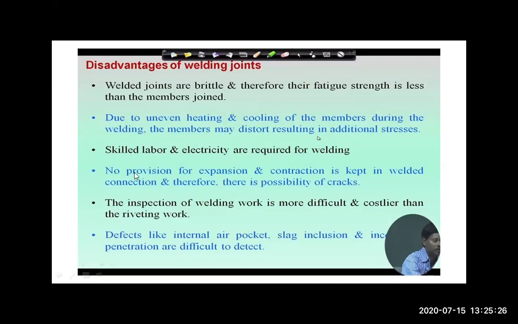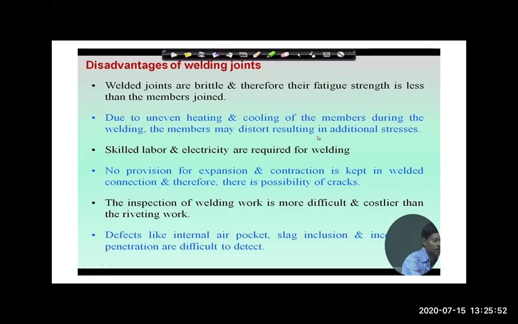Now, the third disadvantage is no provision for expansion and contraction in the welded connection. Therefore, there is a possibility of cracks. There may be expansion and contraction, because this is a rigid joint, as we have seen in the advantages.